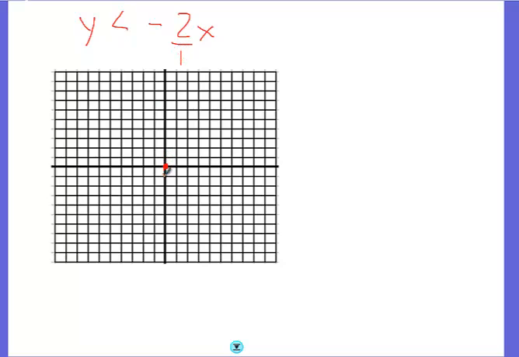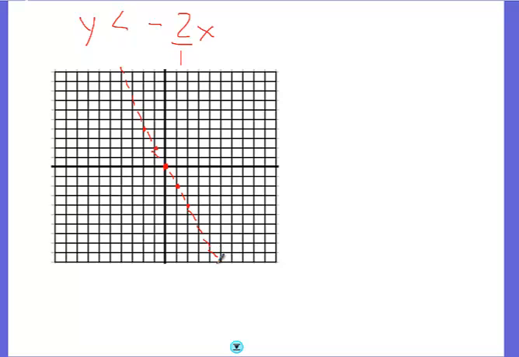So from our first point at the origin, we go down 2 over 1, down 2 over 1. Go back and go up 2 over 1, up 2 to the left 1. All right. So that's the first step. You plot some points. Then we got to look at our inequality symbol. Is there any equality in it? The answer is no, because it's not equal to. It's just y is less than negative 2x. So since there's no equality, we're going to have a dotted line.